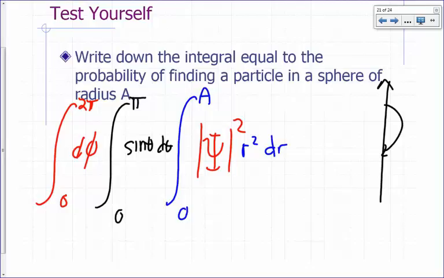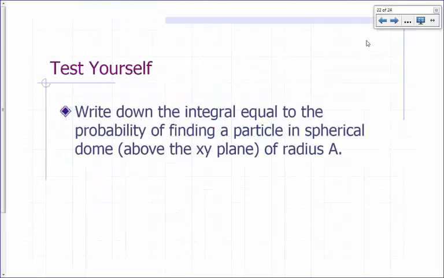Okay? Now, if you are going to say the particle is in that sphere, then that integral is going to be equal to 1. If the particle is not necessarily in that sphere, it could be anywhere, then that integral is going to be less than 1.